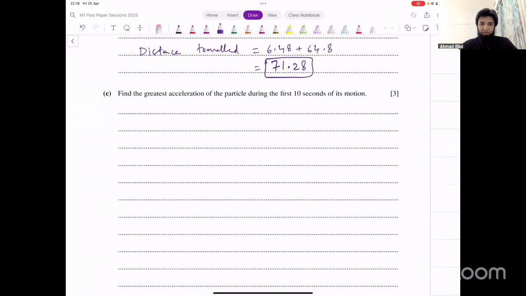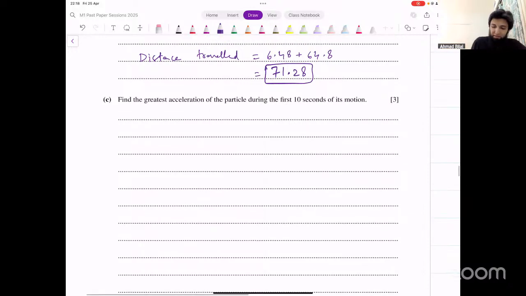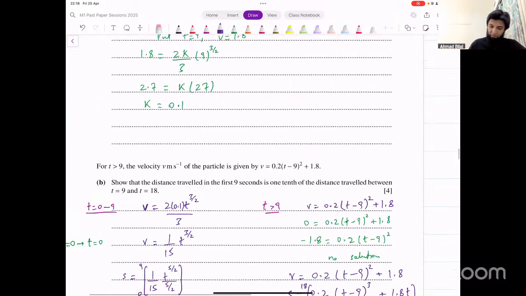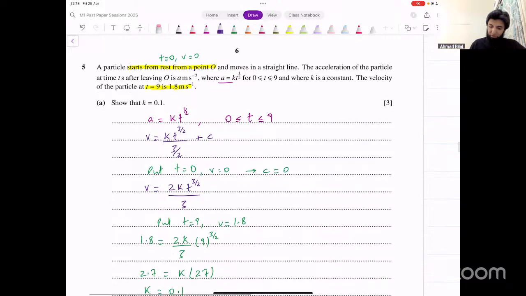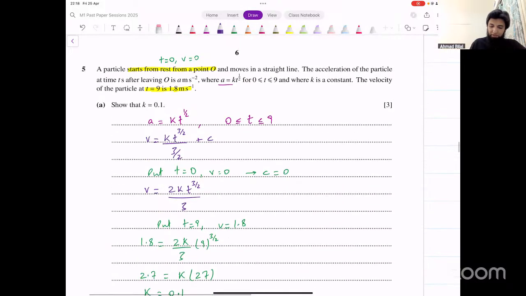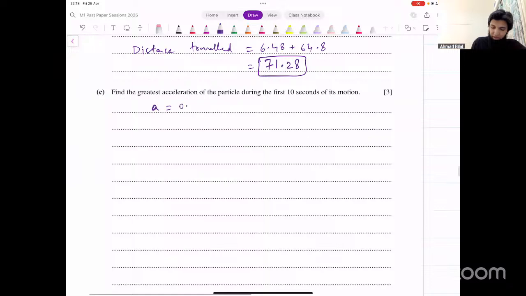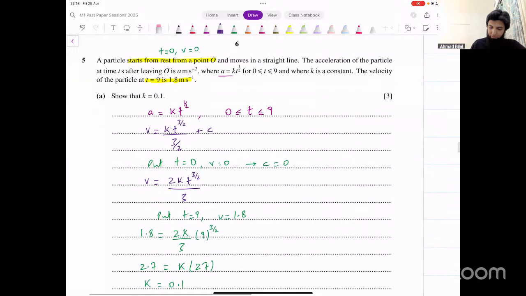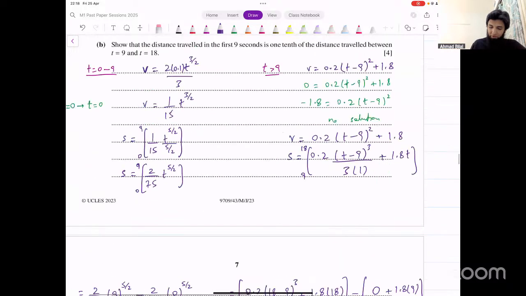Now it says find the greatest acceleration of the particle during the first 10 seconds of its motion. Now, what's the acceleration function? The acceleration function is kt raised to power 1/2. The value for k was 0.1. So that's 0.1 t raised to power 1/2.